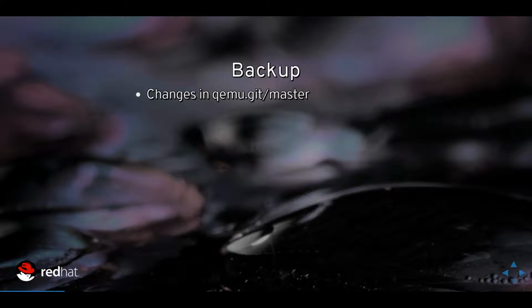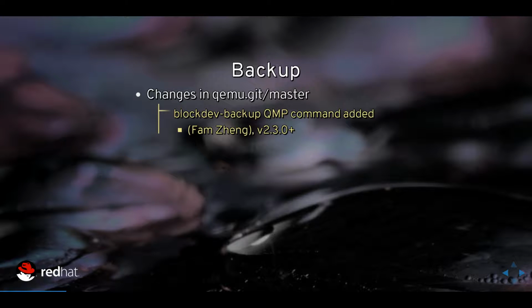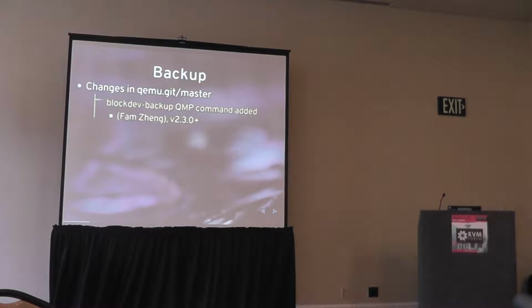So if we start looking at backup, we have the blockdev-backup QMP command, which was added by Fam in around 2.3, I believe, is the first official release where it'll be in. And the blockdev-backup command allows us to basically specify the image we're going to be manipulating, not by having to specify it by the device string.